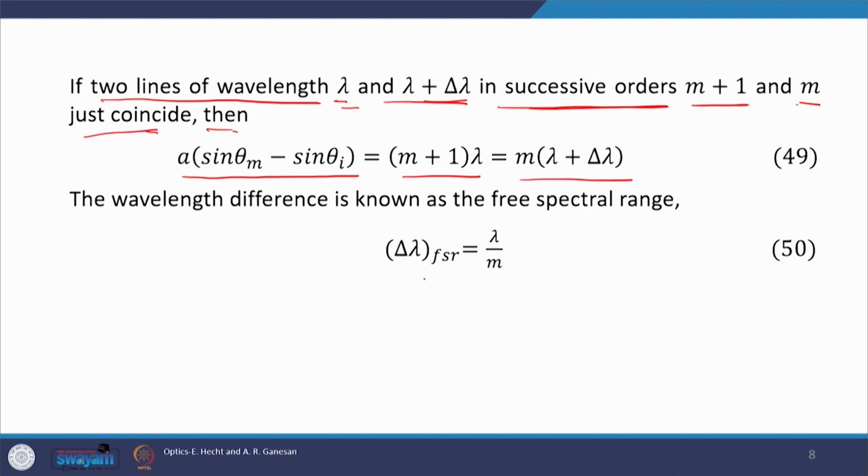Now, if you solve this, then you get the expression for delta lambda. The wavelength difference is known as the free spectral range, and this is given by lambda by m. It means that if we have two wavelengths and their successive orders m plus 1 and m coincide, then the separation between the two wavelengths is called the free spectral range, which is given by equation number 50, and numerically you can calculate it by taking the ratio between lambda and m.